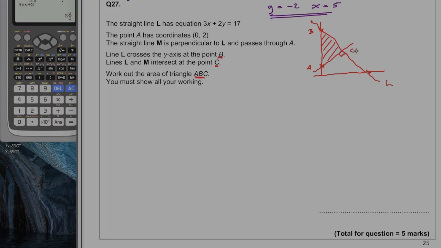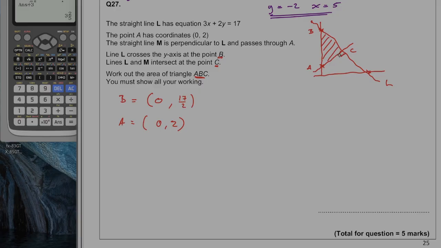Right, so the first thing I'm going to do is work out, let's start with B. So B is going to be equal to 0 on the x-axis, and then the y coordinate of B, when x is equal to 0, is going to be 17 over 2. Right, A we've already got. A is going to be equal to 0, 2.